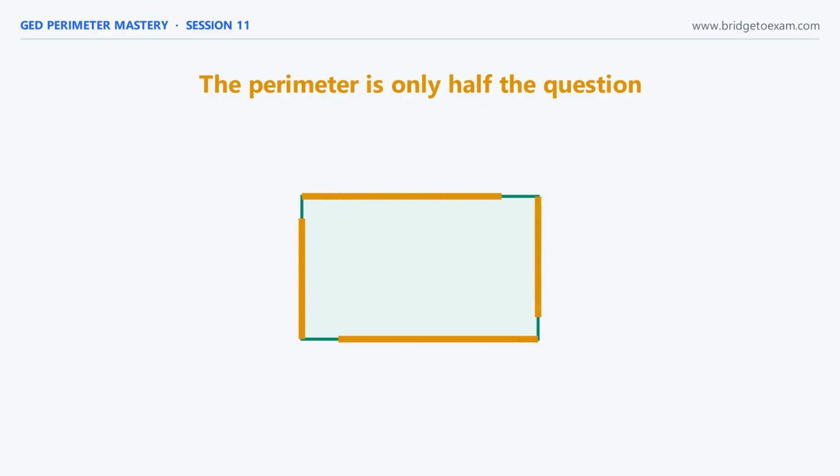Welcome to Session 11 of GED Perimeter Mastery. Almost every perimeter question is dressed as an everyday situation. And the key insight: the perimeter is usually only the first half. There's a second step waiting.